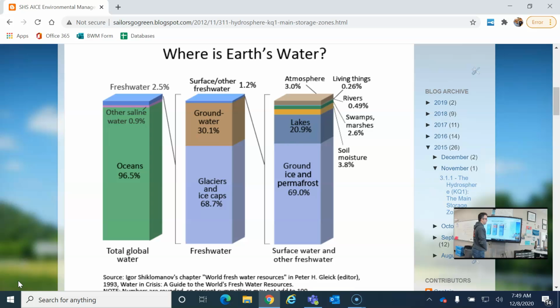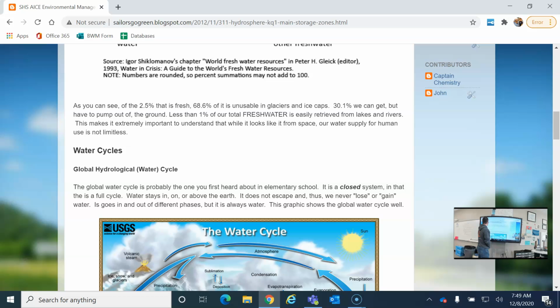Rivers are a very, very small amount compared to lakes and all that kind of stuff, because they're very narrow and not as deep usually. So rivers, while we talk about them a lot and we use them a lot, the amount of water that they contain isn't a huge amount. And then there's some in the atmosphere and also in living things.